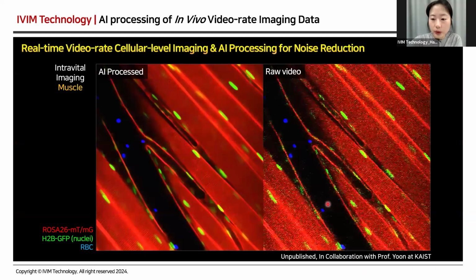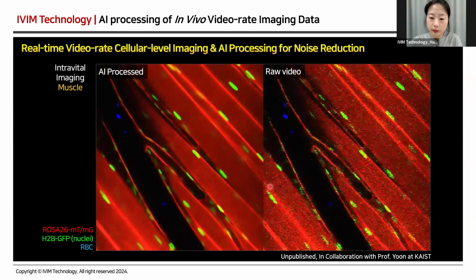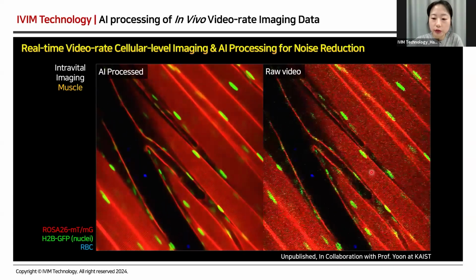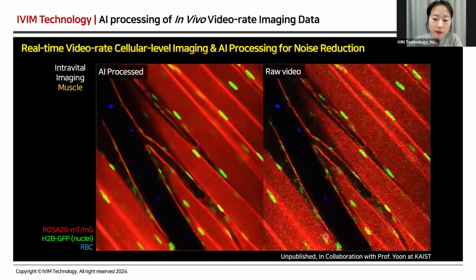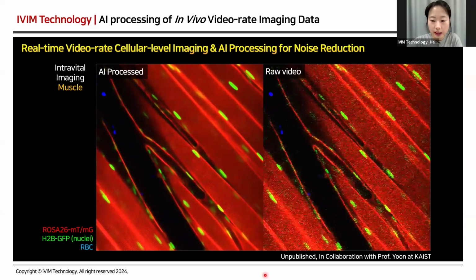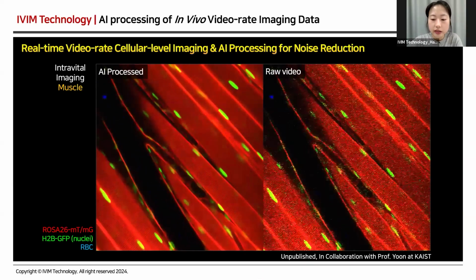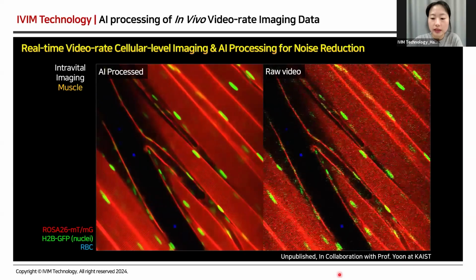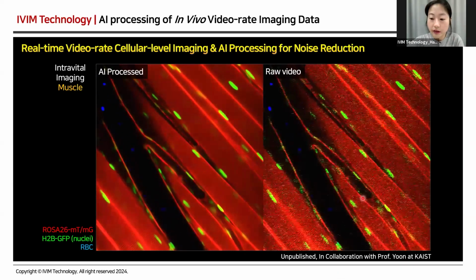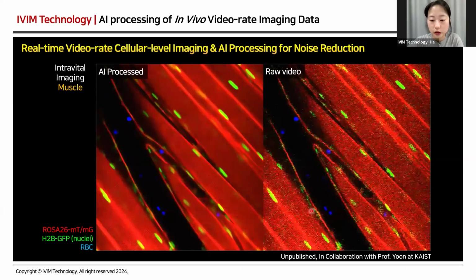Recently, through joint research, an AI-based noise canceling function has been developed and released. Even if you forgot to adjust the motion compensation algorithm, this function preserves frames at the same raw video speed, even in real-time video at 30 to 50 frames per second. This is an example applied to muscle. The actin and myosin structure is clearly seen, and red blood cells flowing at a very fast speed can also be visualized in high resolution.